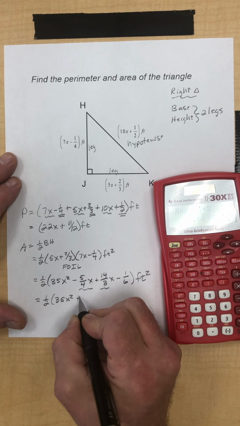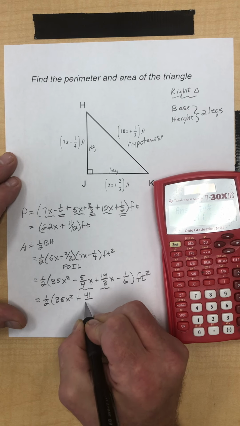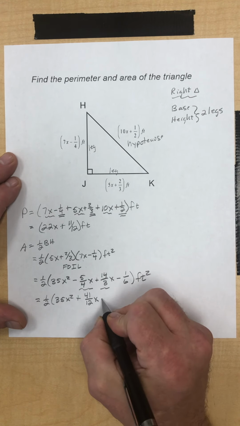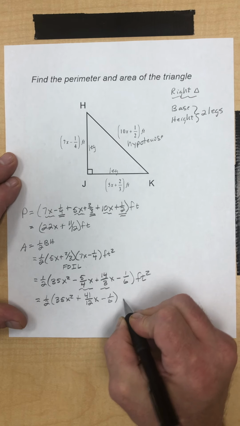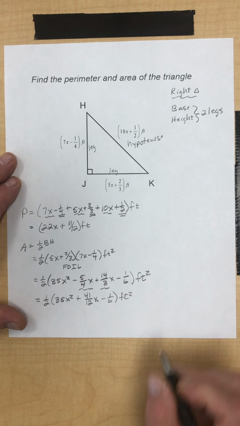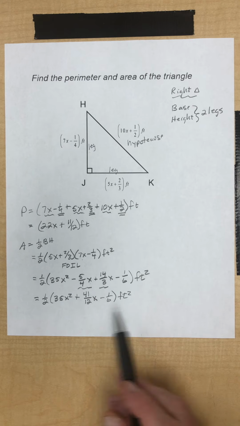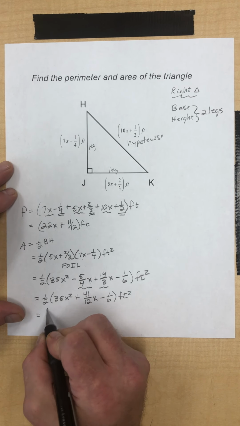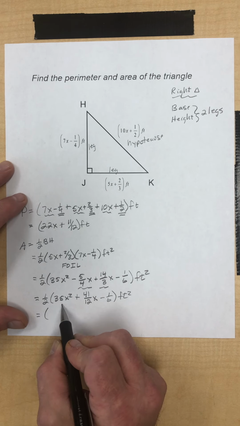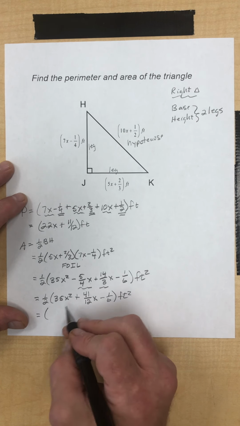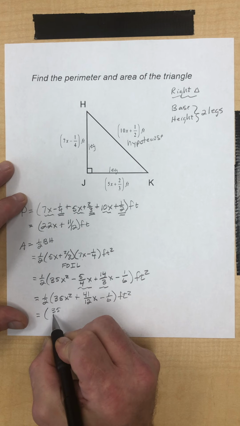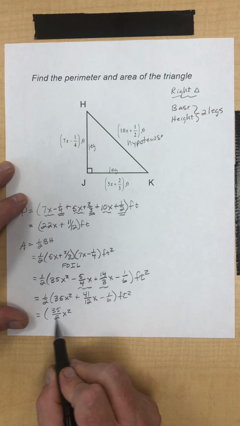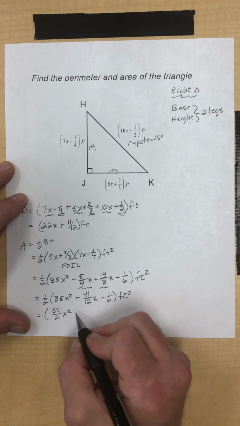So it'd be a positive 41/12 x, and then bring down the minus 1/6. Minus 1/6. And we have square feet. Okay, so we did the FOIL method and collected similar terms. Now I have to distribute the 1/2. Okay, so 1/2 times 35x squared would be 35 halves x squared. And notice I leave it as a fraction. I don't want it to be a mixed number.